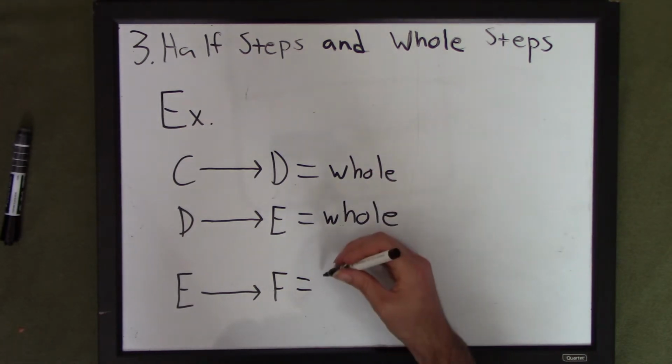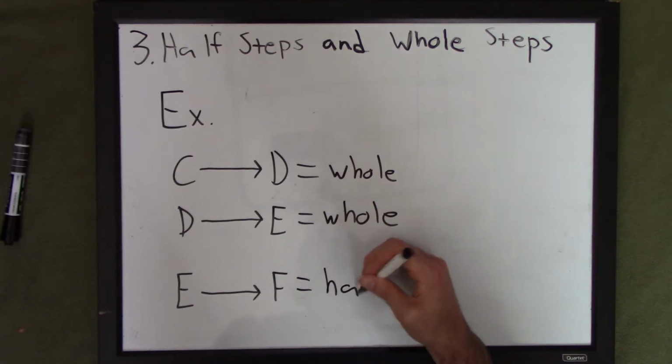That's a whole step. From E to F, it looks kind of the same because it's just 2 letters. But we remember that there's no note in between E and F. So actually you go straight from E to F. So that is a half step.